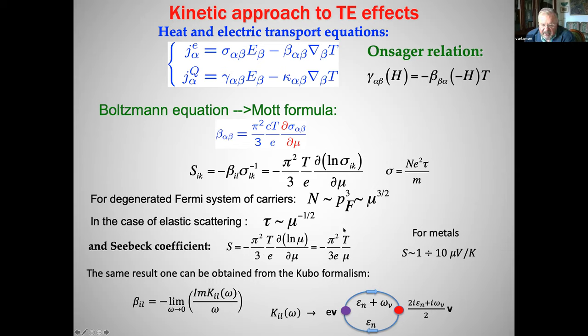Another approach is, of course, this is good for free electrons, but how to take into account interactions? To take into account interactions, for instance, it is possible to use the Kubo formalism: to calculate the correlator of two Green functions, and in the approximation of linear response theory, you can express the tensors of thermoelectricity, conductivity, and heat conductivity in terms of the corresponding correlators.